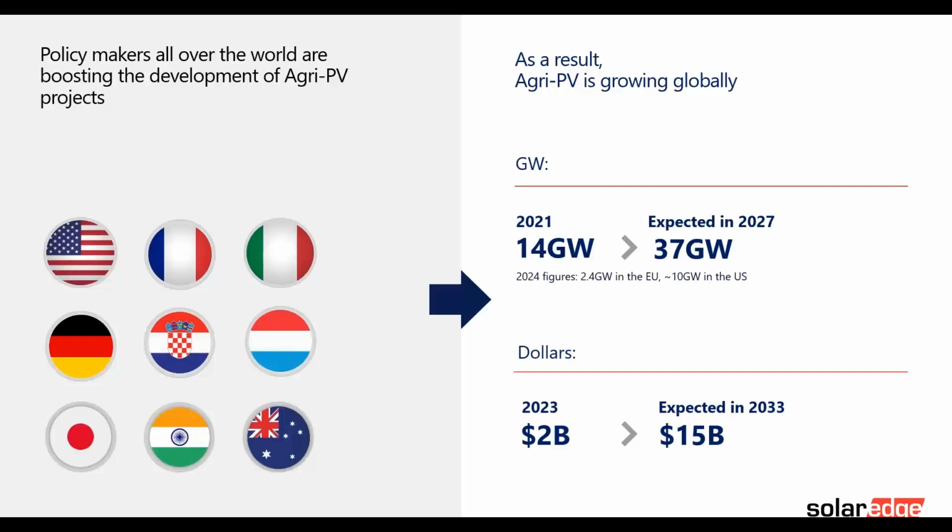So just to understand, Agri PV is no longer a niche market, and is no longer something that is just being done for research purposes. It's a really significant solar market. I would say that in many markets that we operate in, it's becoming the dominant form of ground mount solar. And we see also the growth in terms of dollar value, from $2 billion in 2023 to an expected $15 billion in 2033. These are very recent figures that were published last week.